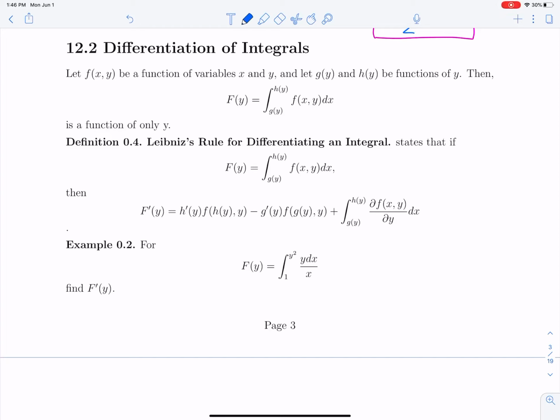Okay, hey everybody. If you're sticking with me from the previous video, welcome back. If you haven't, make sure you go back and watch 12.1. This is the second section in chapter 12. So a little more advanced, we're now talking about the differentiation of integrals.